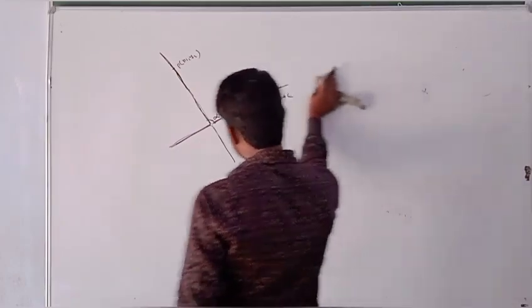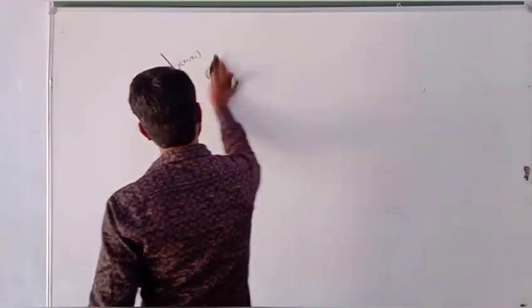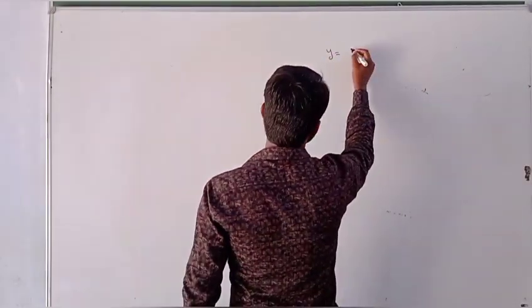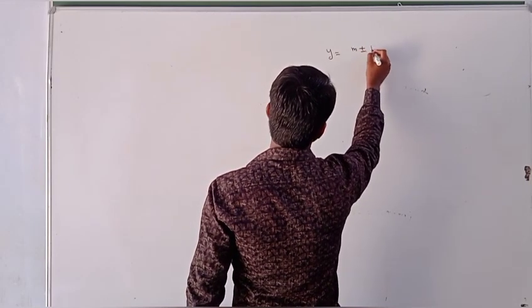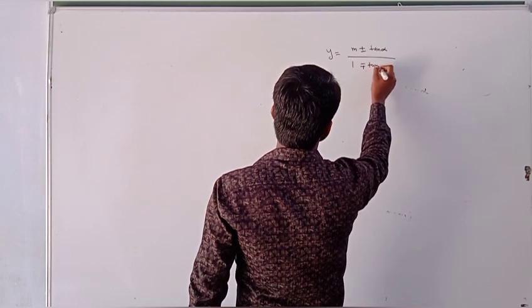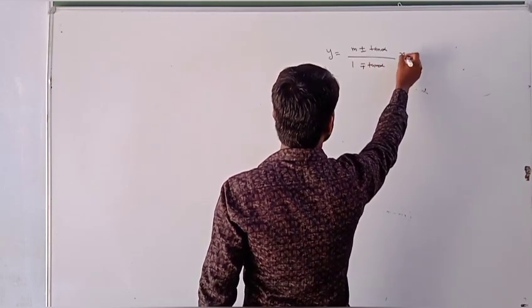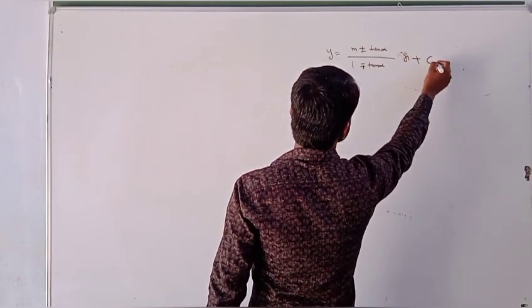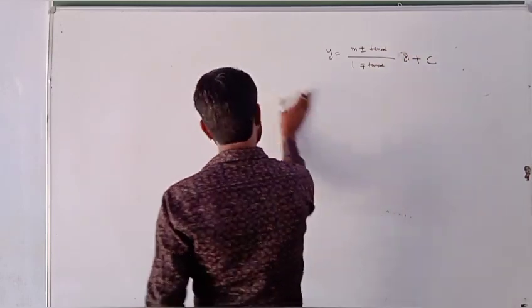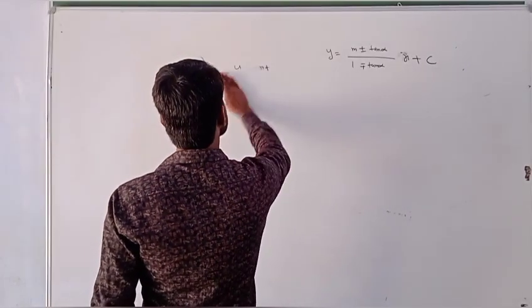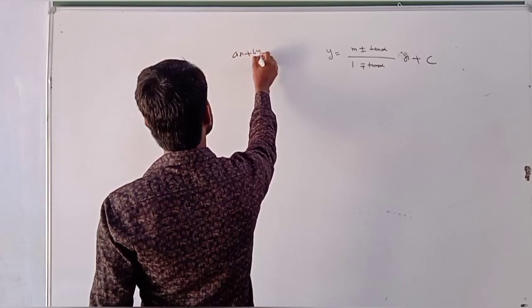From here also we can make two more conclusions. We can say that the line making this angle is y equals (m plus or minus tan alpha) upon (1 minus or plus m tan alpha) times x, plus c. So if a line is given to you, ax plus by equals c.